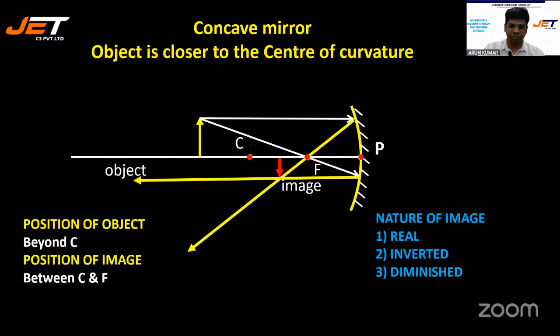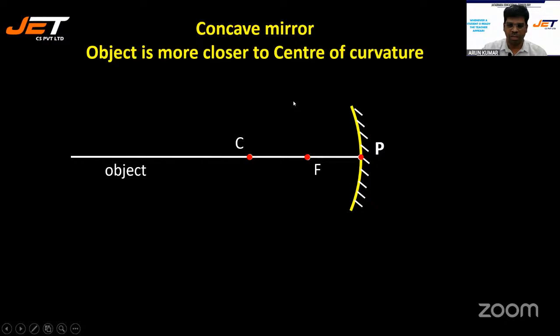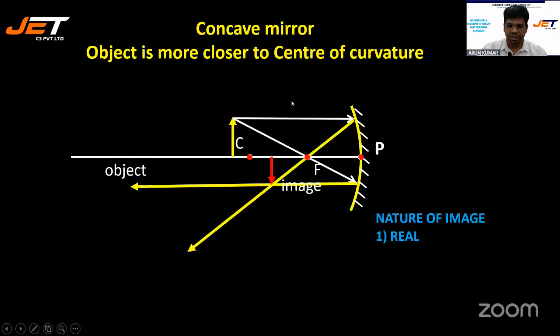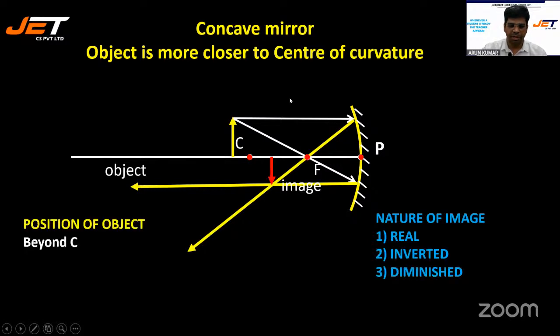All right, this is a quick revision of whatever we have done. We have next TSRGC questions. So, students, have patience for a few more minutes. We will answer TSRGC questions, previous year questions. When it's further closer, nature is real, inverted, and diminished. When the object is beyond C, image is between C and F.